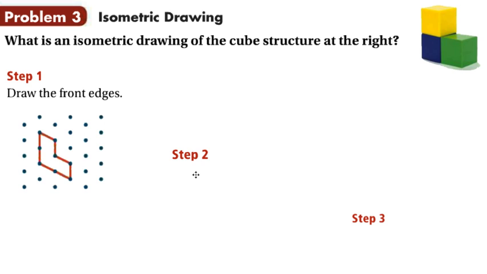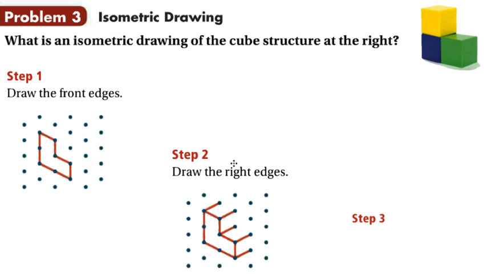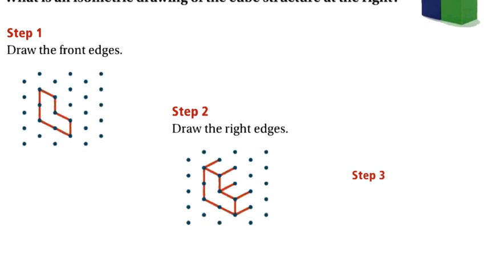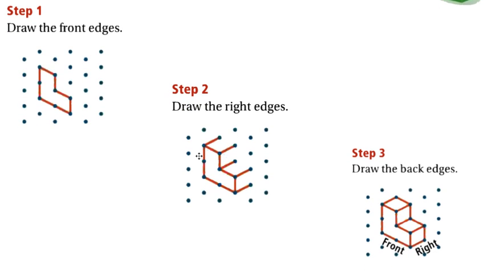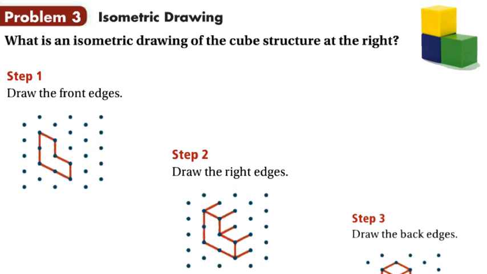So the second step would be to draw the right side. So just add in those edges. So right here you're going to have 1, 2, 3, 4, 5 edges that draw the depth there for you. So those are all given in red. And lastly, the third step would be to draw the back edges. So once we have these, it's just connecting those last cubes together to get the back edges.